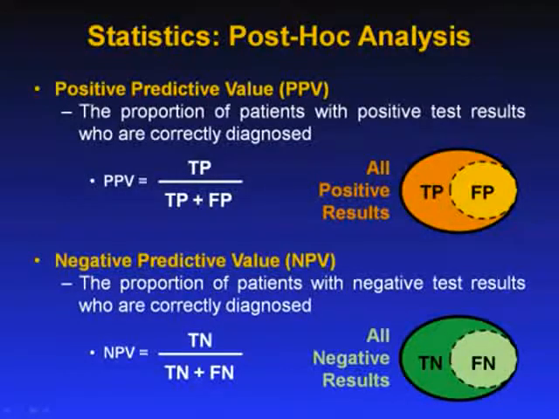Post hoc analysis, in the design and analysis of experiments, refers to looking at the data after the experiment has concluded. The positive predictive value, also known as precision rate or post-test probability of disease, is the proportion of patients with positive test results who are correctly diagnosed. It is one of the most important measures of diagnostic utility as it reflects the probability that a positive test reflects the underlying condition being tested for. The negative predictive value is the proportion of patients with negative test results who are correctly diagnosed.